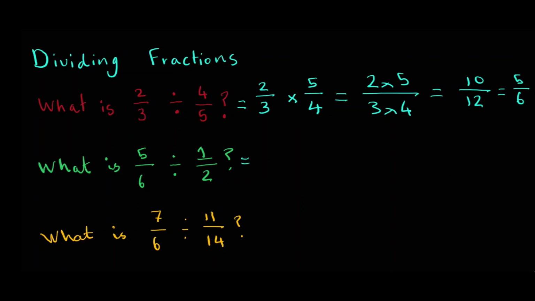So we write out the 5/6, and then multiply it by the reciprocal of 1/2, which is 2/1. And that just becomes 5 times 2 over 6 times 1, which equals 10/6, or 5/3.